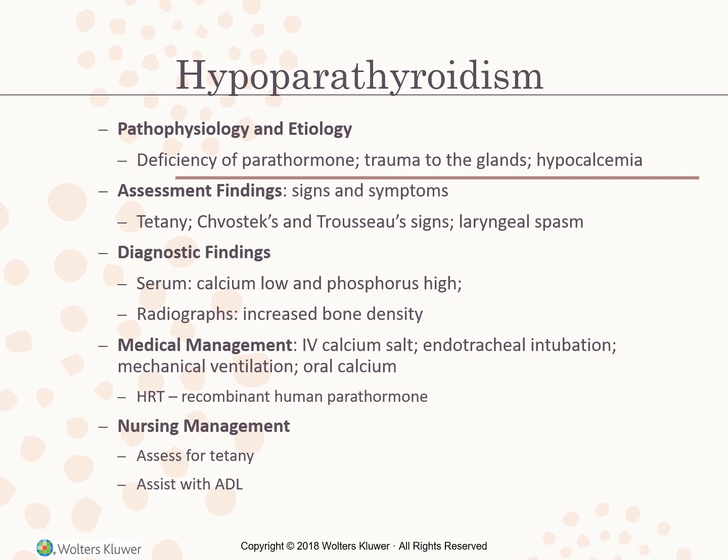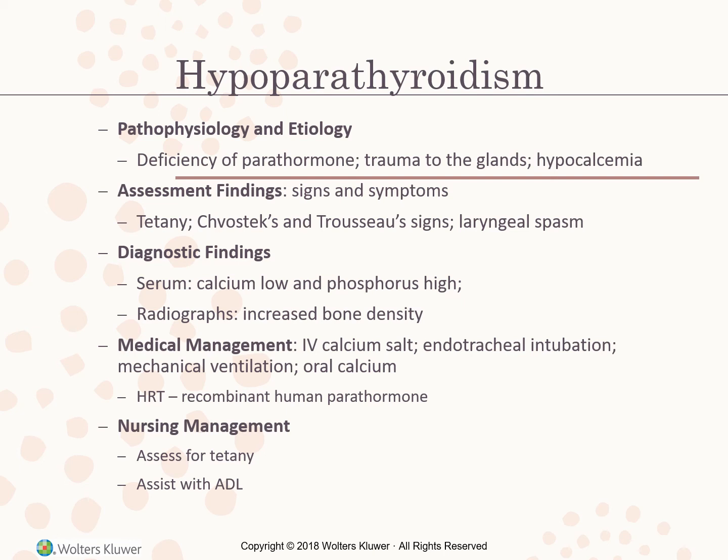So tetany and severe hypoparathyroidism are treated immediately by the administration of an IV calcium salt, such as calcium gluconate. Endotracheal intubation and mechanical ventilation may be necessary if acute respiratory distress occurs. We can also use bronchodilators. Long-term treatment after trauma to or inadvertent removal of the parathyroids includes administration of oral calcium, vitamin D or vitamin D2, which will increase the serum calcium level.